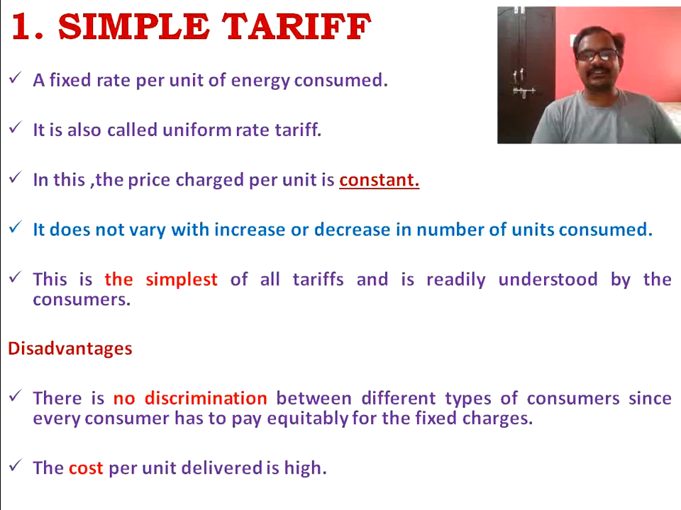So it does not vary with increase or decrease in the number of units consumed. It is very simple of all the tariffs and is readily understood by the consumers. But what are the drawbacks of this tariff? There is no discrimination between different types of consumers, because every consumer is charged at a uniform rate. If I consume more, obviously I need to be charged at a lesser price. If I consume less, I need to be charged at a higher price, but it is not happening there. The cost per unit delivered is high in this case. That is what is called a simple tariff.